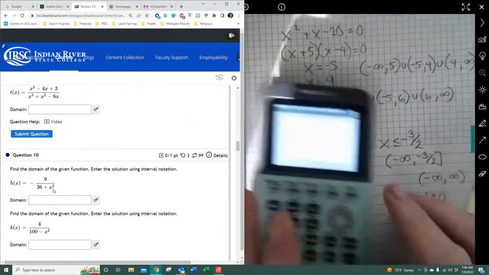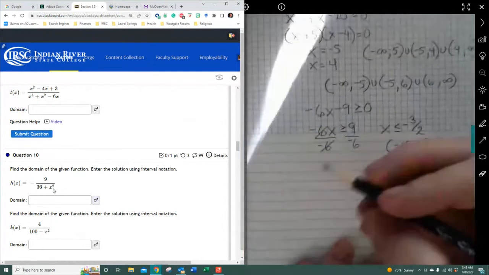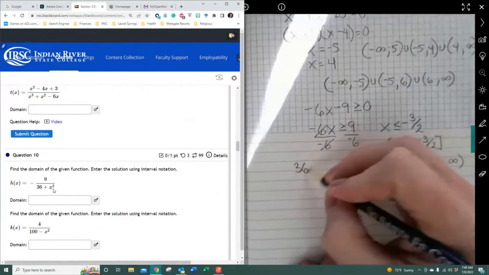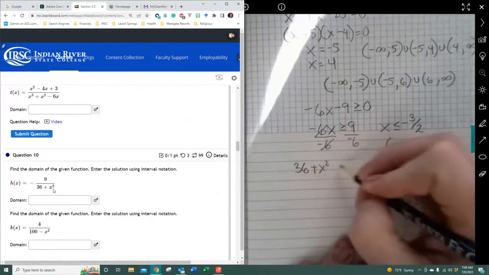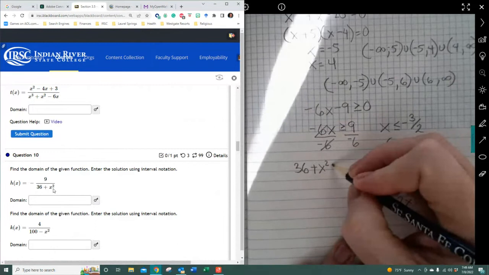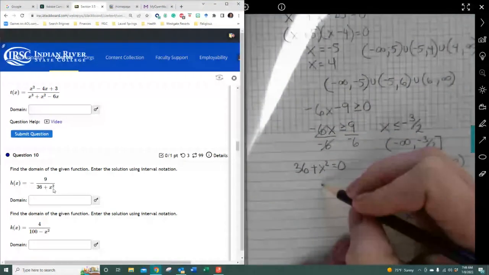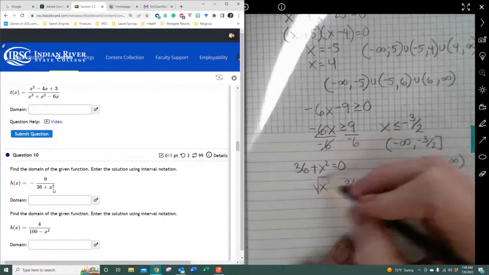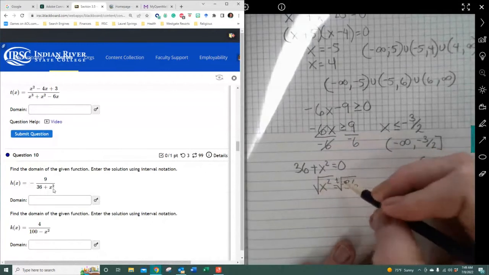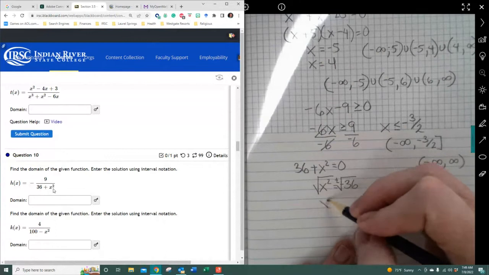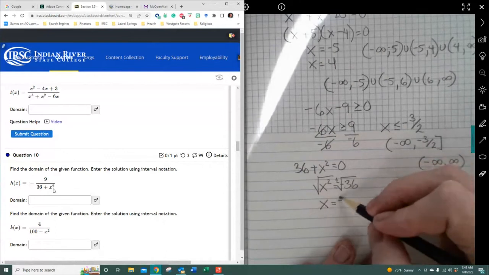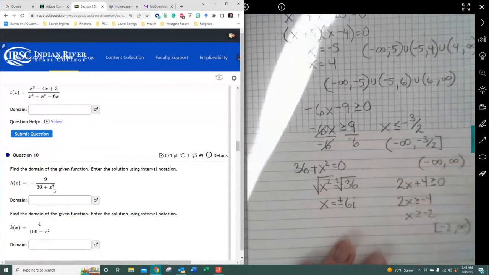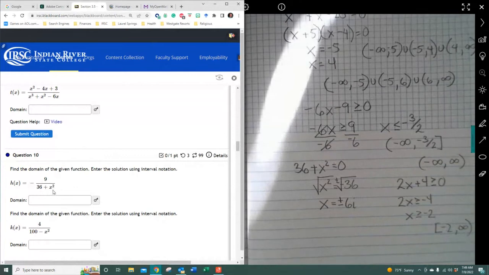What you're going to do with this one right here is go ahead and do 36 plus this and set it equal to 0 and solve for it. And then you take the square root of both sides, but you're talking about the square root of a negative value. So it's going to be x equals plus or minus 6i. Who cares about that? So it's all real numbers. You don't want to worry about i's and such.